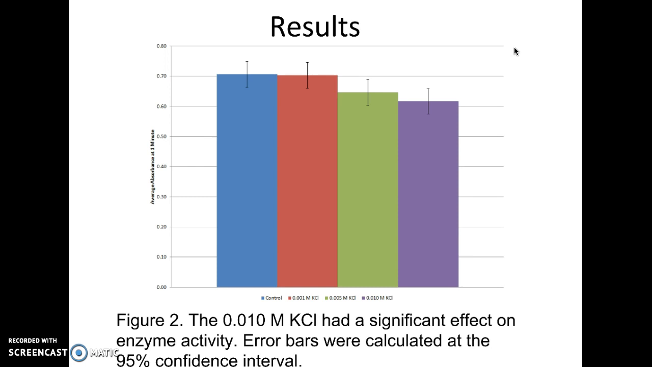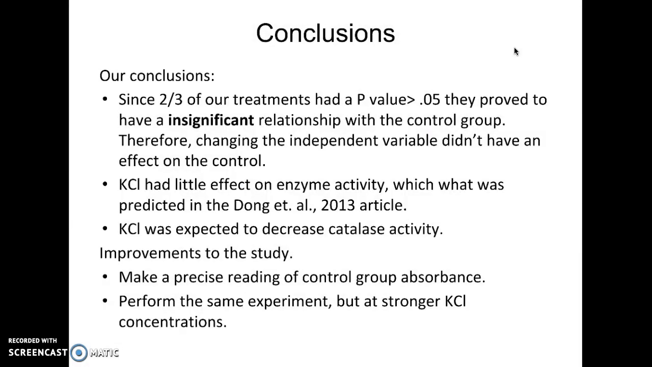This exact same scenario was seen in treatment 2 as the p-value was 0.099, which is greater than 0.05. However, the p-value in treatment 3 was 0.018, which is less than 0.05. This means that there was a significant difference between the control treatment and treatment 3, which was the addition of 0.010 molar potassium chloride. Prior to the experiment, we hypothesized that an increase in concentration of KCl would cause the rate of enzyme activity to decrease.